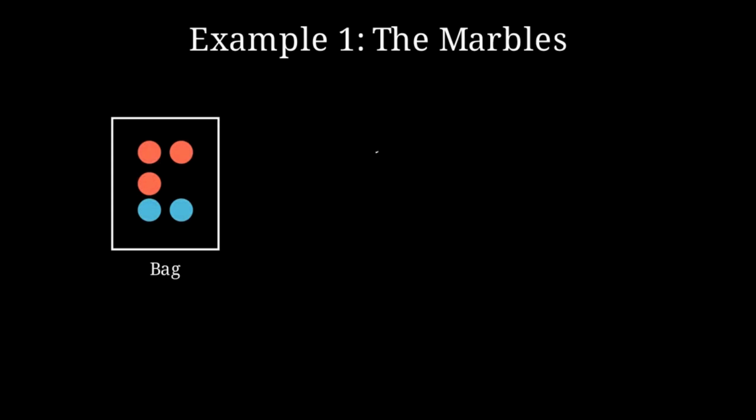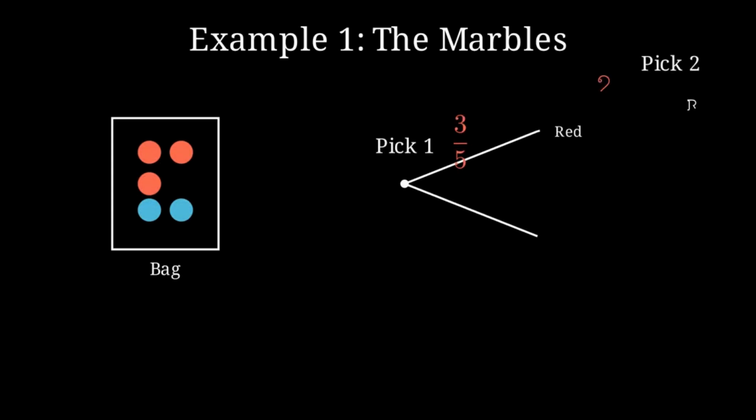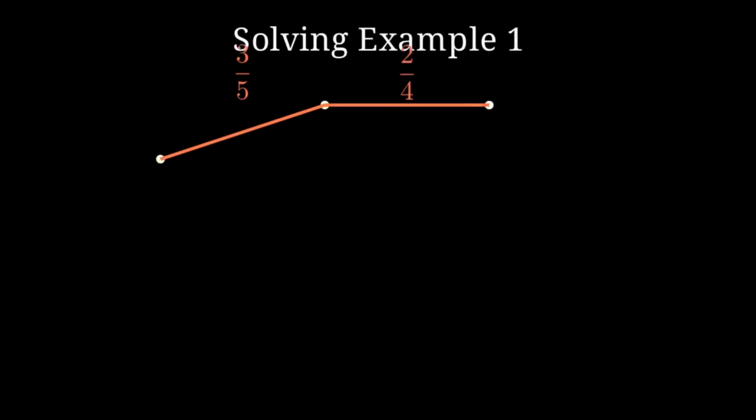If you pick 2 marbles from a bag of 5 without replacement, the probabilities change after the first draw. Notice how the denominator drops from 5 to 4 on the second set of branches. By multiplying the branches for red and then red, we get 6/20.